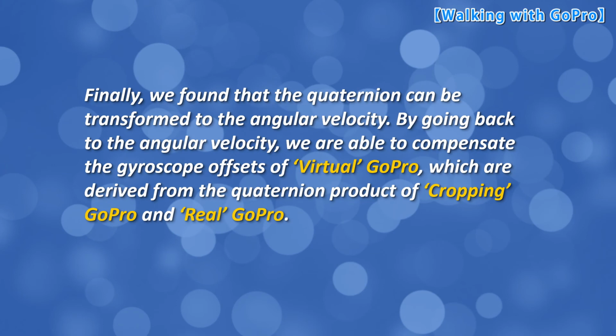Finally, we found that the quaternion can be transformed to the angular velocity. By going back to the angular velocity, we are able to compensate the gyroscope offsets of the virtual GoPro, which are derived from the quaternion product of the cropping GoPro and the real GoPro.